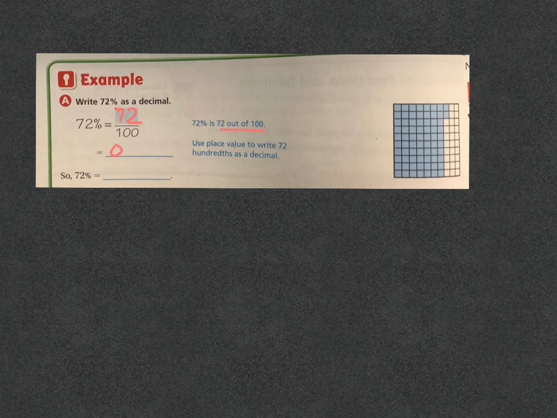So this is 0.72 that ends in the hundredths place. So we would call this 72 hundredths. We would also call this 72 hundredths. That's how you say those numbers. So as a decimal, you can write it as 0.72. So if I had a number like 80%, I would want to write 80 so that the last number of it ends in the hundredths place. There it is. That's that as a decimal.